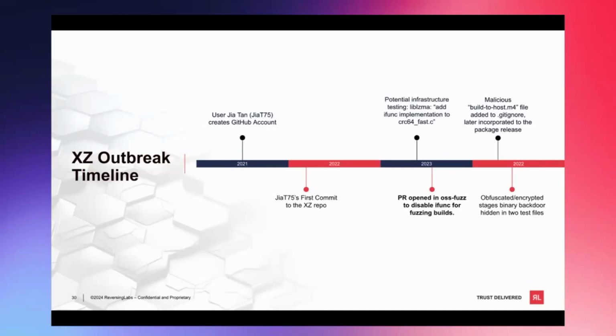XZ, the punchline is it made it all the way into the beta distros of some of the major Linux releases, which is how it was found. So for xz utils, what did that look like? Next slide, please.